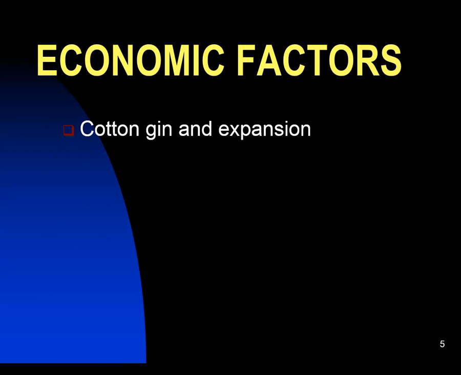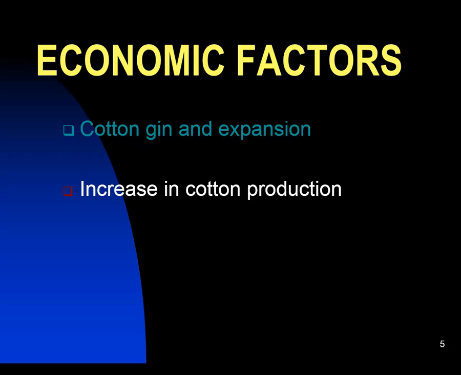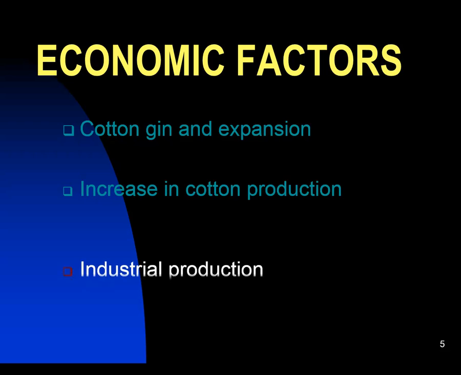So we talked about some of the economic factors such as the cotton gin and expansion. The cotton gin gave them the ability to have that kind of expansion, and the major increase in cotton production because the demand kept rising and the South just kept planting more cotton to solve that.